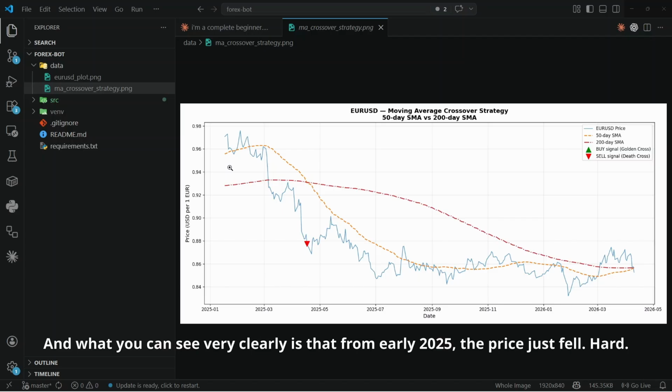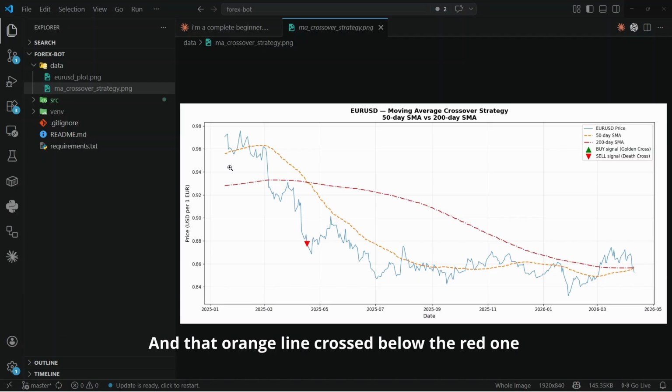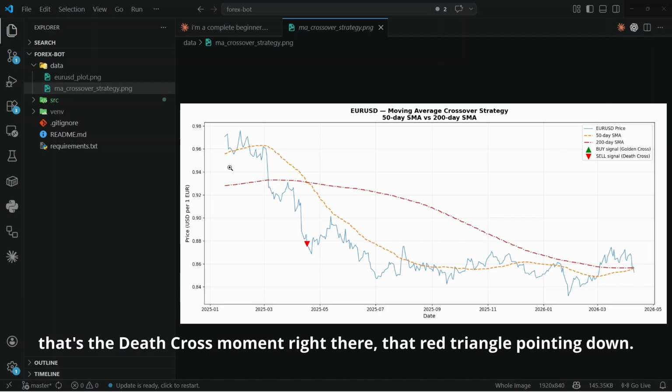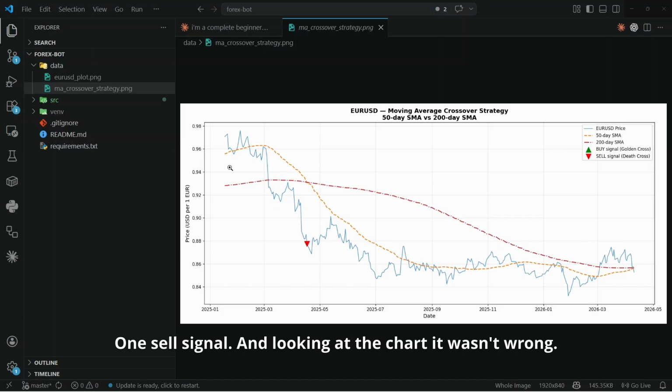And what you can see very clearly is that from early 2025, the price just fell hard. The euro dropped significantly against the dollar over several months. And that orange line crossed below the red one, that's the death cross moment. Right there, that red triangle pointing down. That's the only signal the bot generated. One sell signal, and looking at the chart, it wasn't wrong.